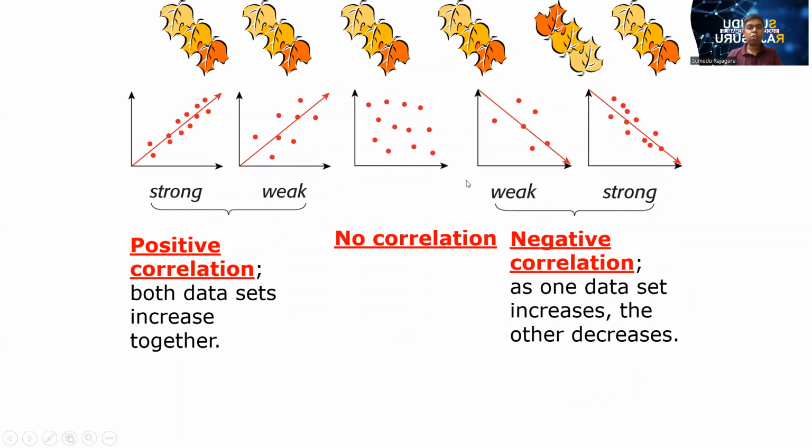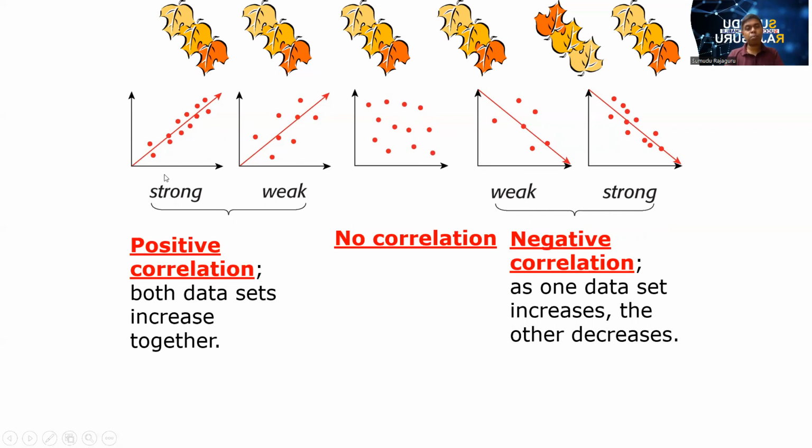If we can't draw the best fit line, that means there are several best fit lines, if we want, we can draw. That is called no correlation. It is called scatter. Even in positive correlations, if the data points lie very near to the best fit line, that is called strong positive. If the data points lie a little bit away from the best fit line, that is called weak. So strong positive, weak positive, no correlation. Likewise, weak negative, strong negative.